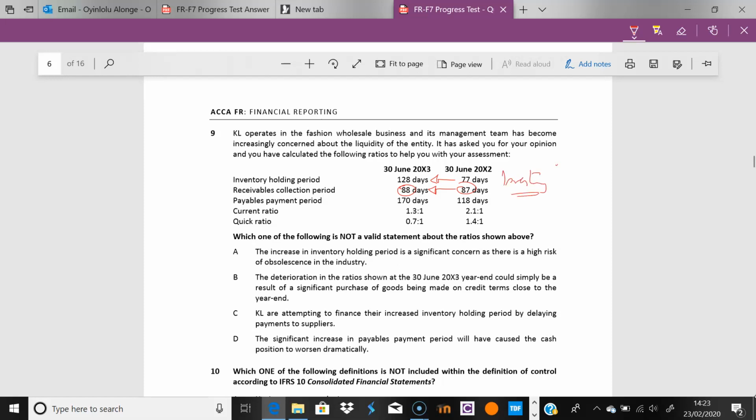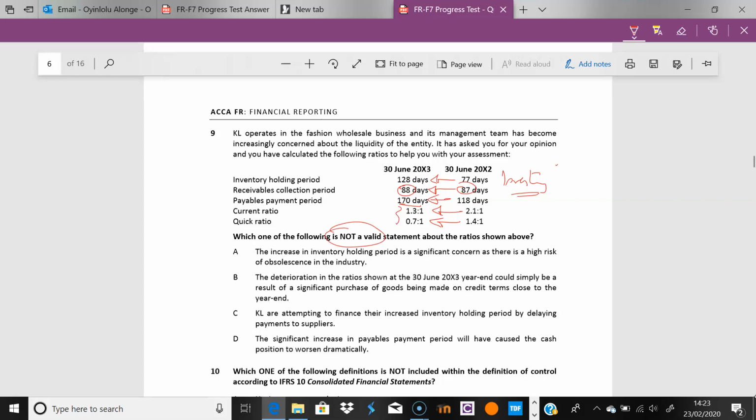So we can see really here the issue is inventory to a certain extent. Payable days, we have also a big amount there. So we have an increase there, a delay, if you like. We're taking much longer to pay. And we can see definitely the fall in these ratios of current ratio and quick ratio. So let's see, it says which is not a valid statement.